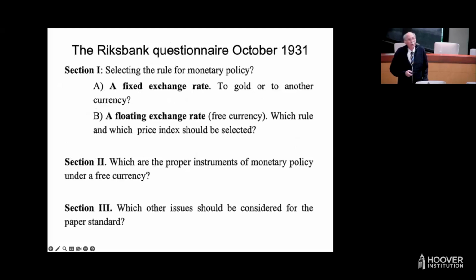here's the questionnaire that Heckscher and Root set up. There are three sections. First of all, which should be the rule for monetary policy? The second section is, which are the proper instruments for monetary policy under a free currency, that's under a paper standard? And the third section is, which other issues should be considered for the paper standard?